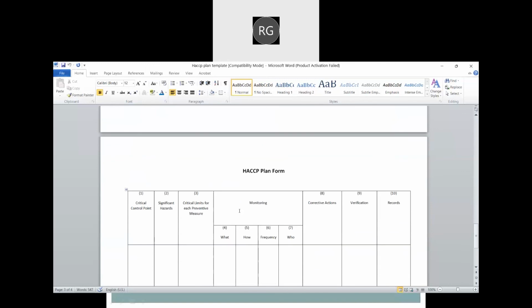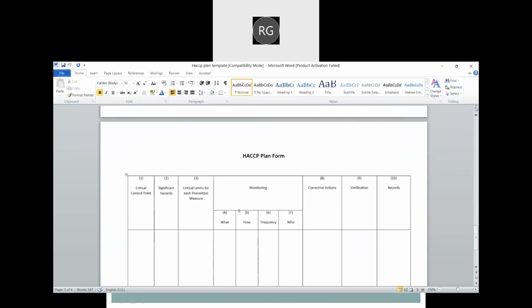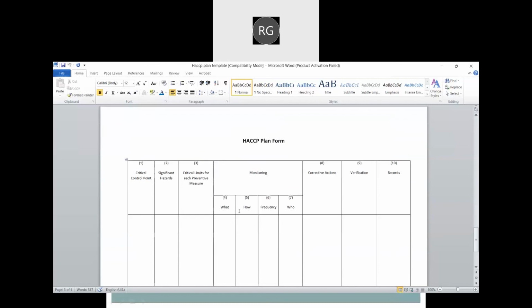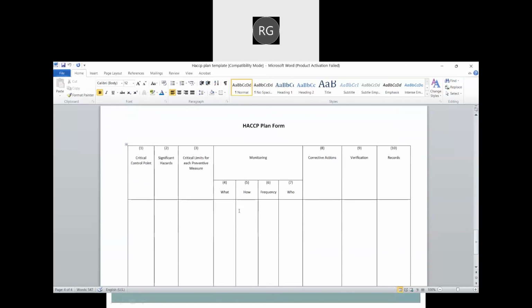HACCP plan form. Number 1 is critical control point. Number 2, significant hazard. Number 3, critical limits for each preventive measure. Monitoring: what, how, frequency and who. Number 8, corrective actions. Number 9, verification. And the last one is records.